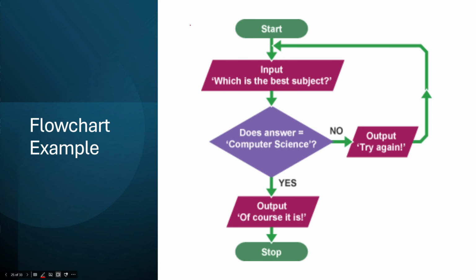Here's a flowchart example. So we start the program and we ask for input. Some people typically tend to highlight exactly what this thing is doing. So for example, the same shape is here, but it's also down here with an output. So it says input, which is the best subject? Does answer equal computer science? No. Output says, okay, try again. You're definitely wrong. Computer science is by far the best subject, or engineering or IT, but it's one of those computer sciencey subjects. If it's a yes, the output is of course it is, and we stop.